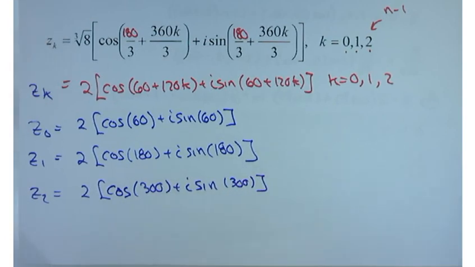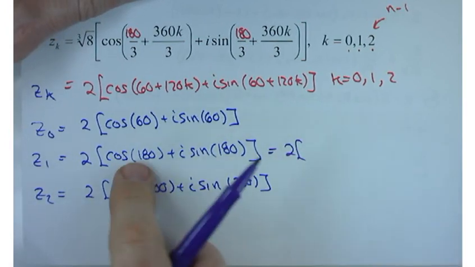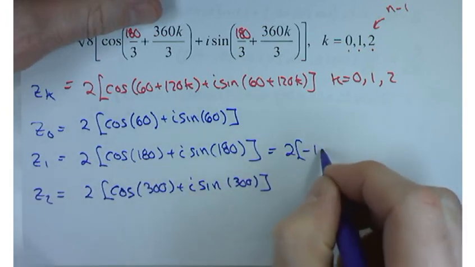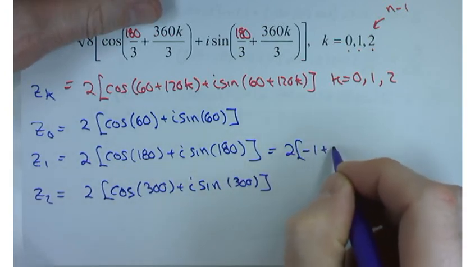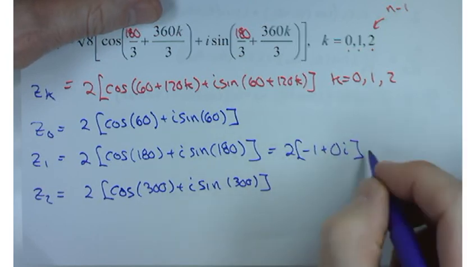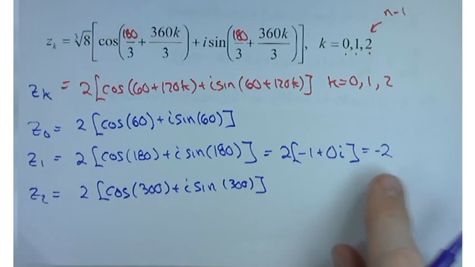Now we can clean these up, and quite often on an exam I'll ask you to clean up at least one. Let's start with the middle one. What's the cosine of 180? -1. What's the sine of 180? 0. So this is -2 times 1 plus 0i, or better yet, just -2. And that makes sense. That's the answer that most of us could come up with, right? The cube root of -8 is -2. That's the one we could easily get.